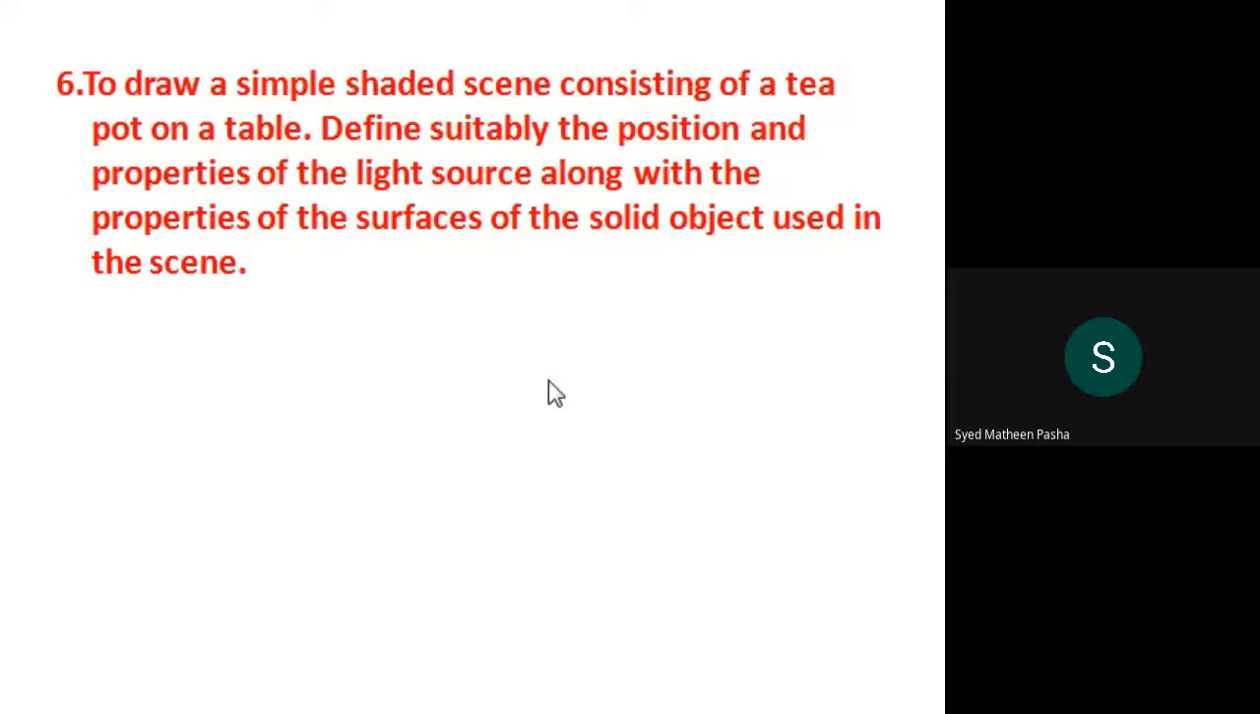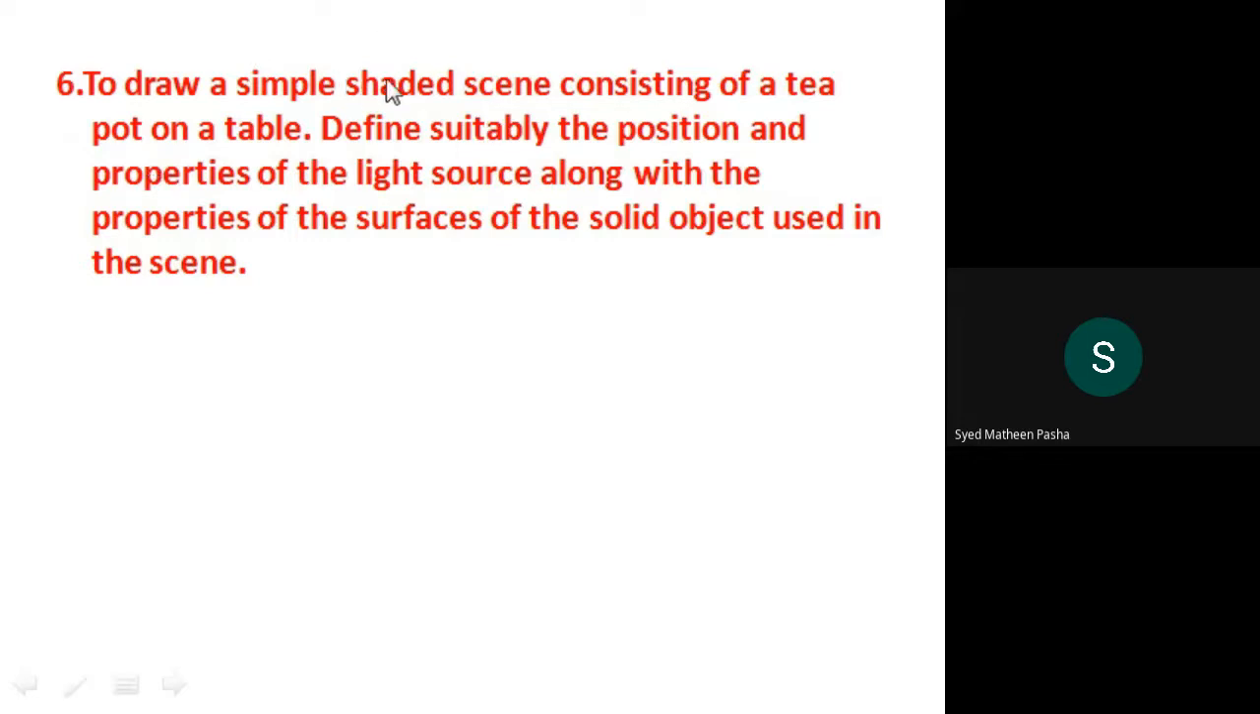So this is your sixth program. What does the program state? We should draw a simple shaded scene consisting of a teapot on a table. This is the first statement. What you have to do first is draw a scene which consists of a teapot. I guess everyone knows what a teapot is.